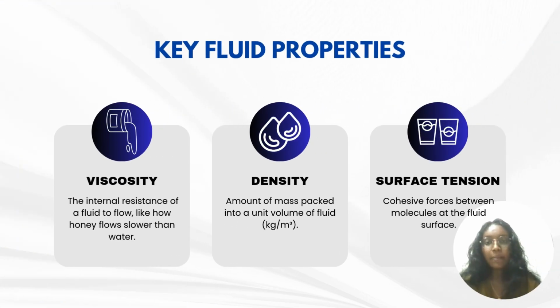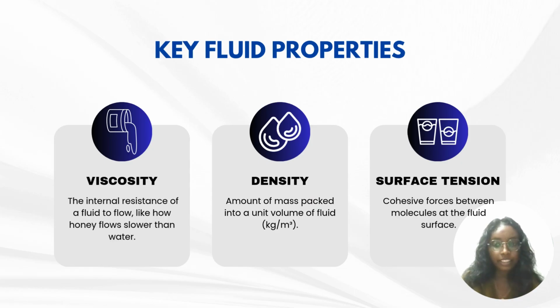Next are the three main key fluid properties. Firstly, viscosity, which is the measure of a fluid's resistance to flow. Think of how slowly honey pours compared to water. That's due to its high viscosity. In engineering, viscosity affects pumping power, energy losses, and the sizing of piping systems.